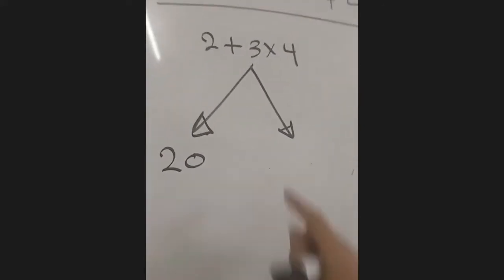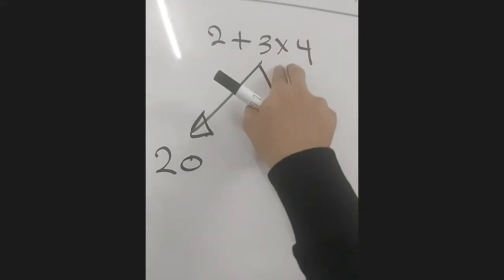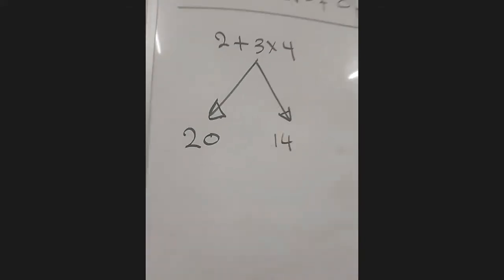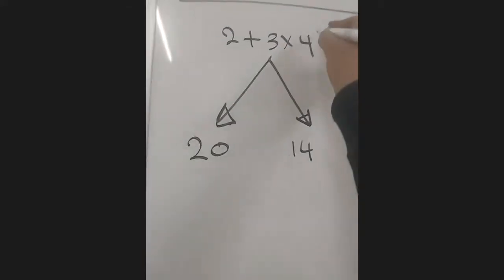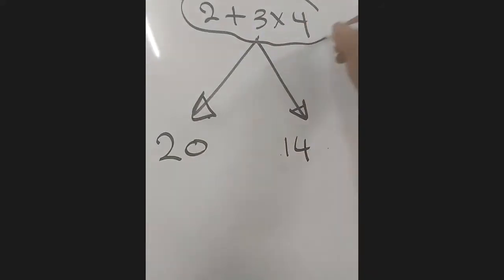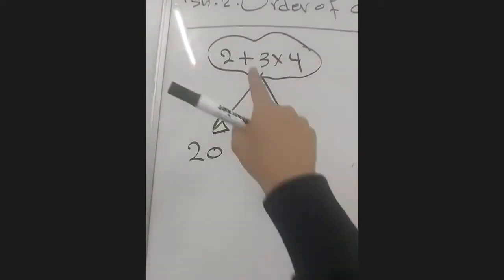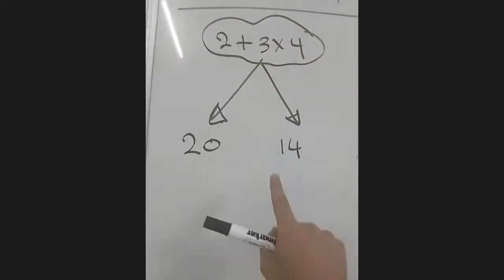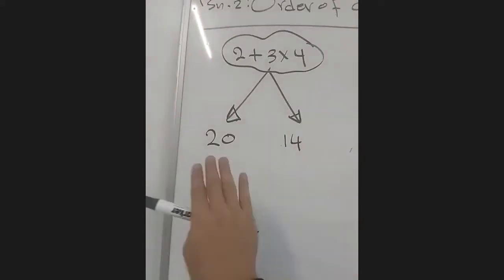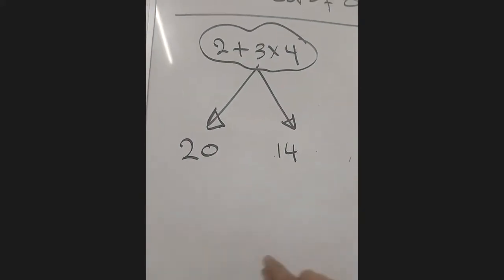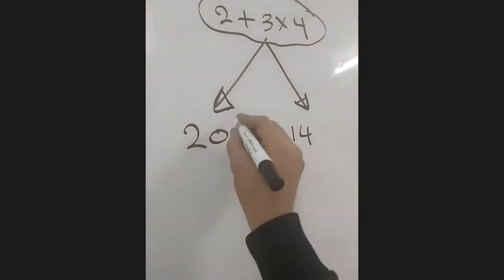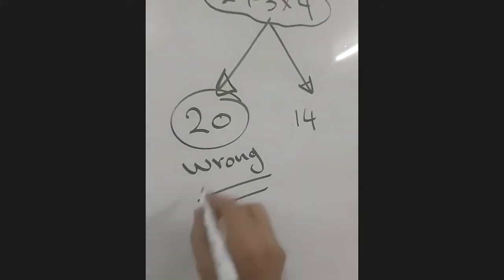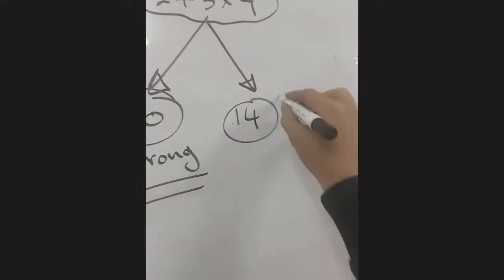Or I will say 3 multiply 4, 12. 12 plus 2, 14. So I have this expression, and I did it in 2 ways. First, I add, then multiply. I have 20. Second way, I multiply, then add. I have 14. Now, one of the 2 solutions is correct, and the other is incorrect. This answer here is wrong. This one is the correct one.